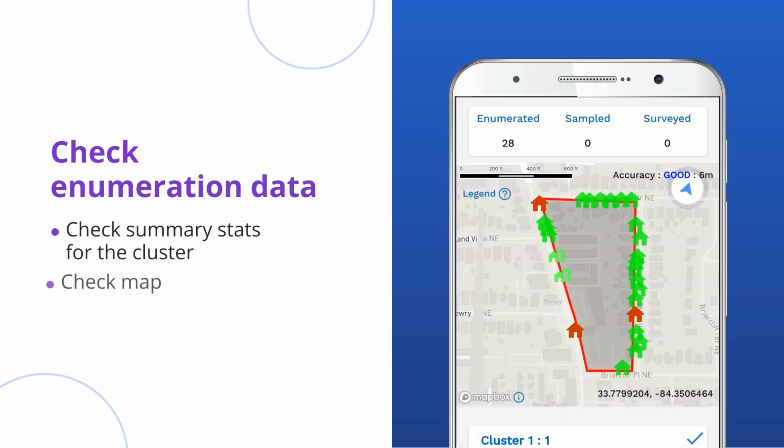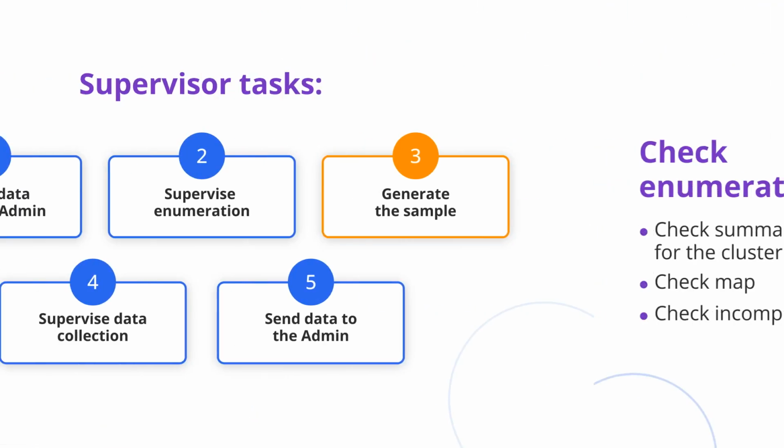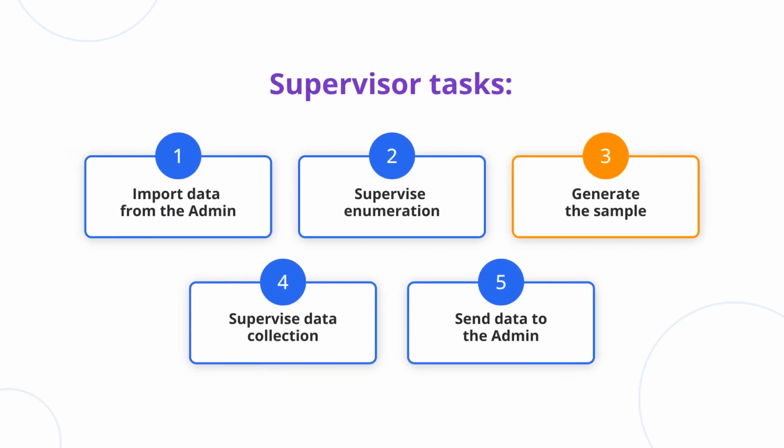Also, check the map to see if all areas have been covered. Red houses are incomplete and are not eligible for sampling in the app. Depending on your protocol, the enumerator may need to revisit the red houses before you generate the sample. A sample can only be generated once for each cluster.